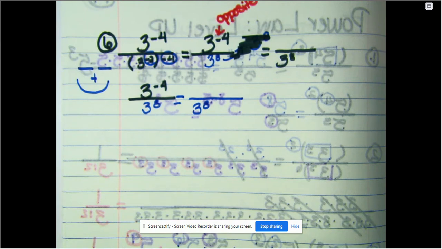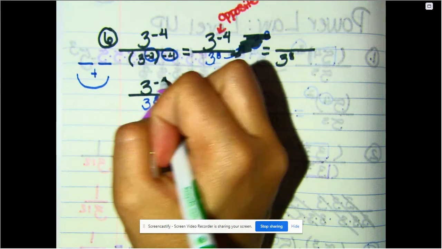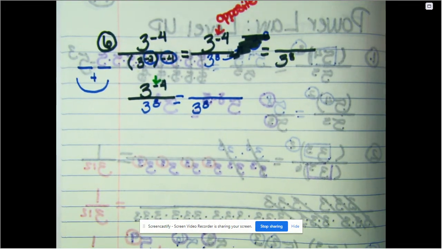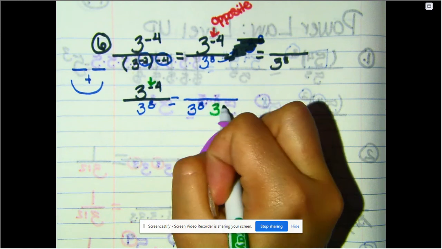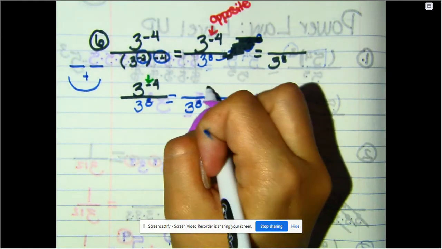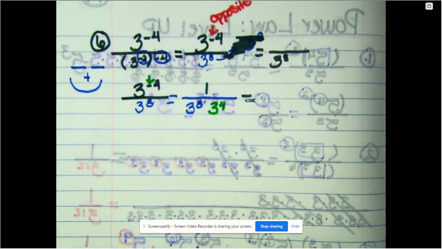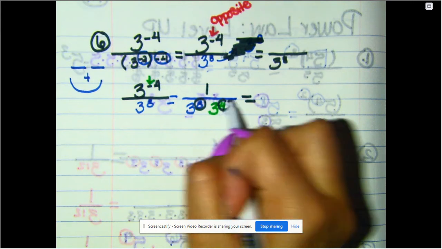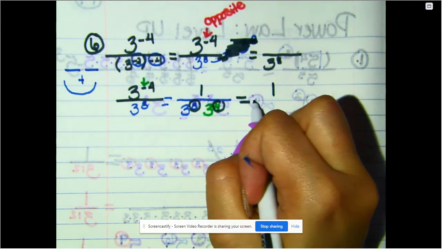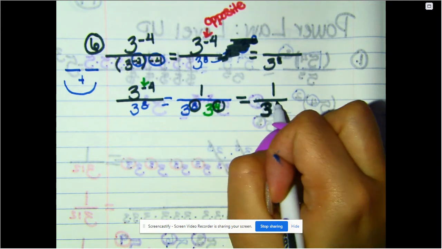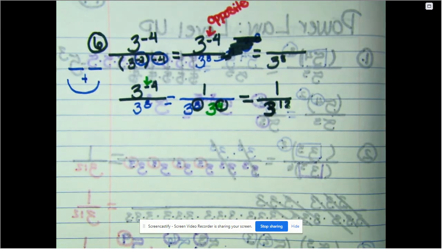And then on the top, we're going to think of that negative sign as the word opposite. So we're going to do the opposite of multiplying by 3 to the 4th power, and that would be dividing by 3 to the 4th power. Now we have nothing left on top, so the 1 is going to go there. And now we're multiplying straight across. And so 8 plus 4 is 12, so it's 1 over 3 to the 12th power.